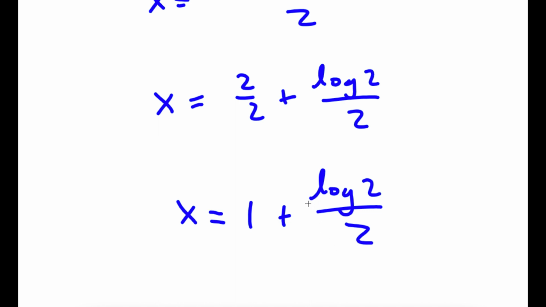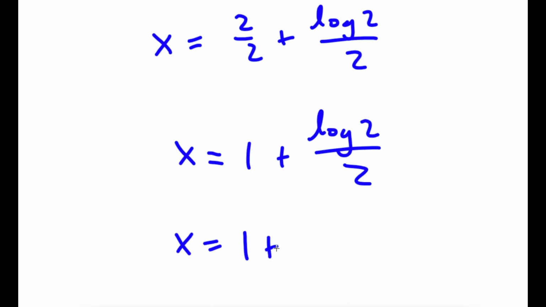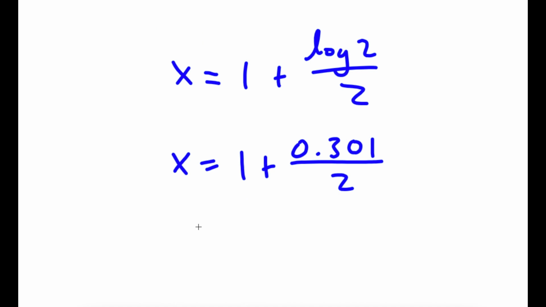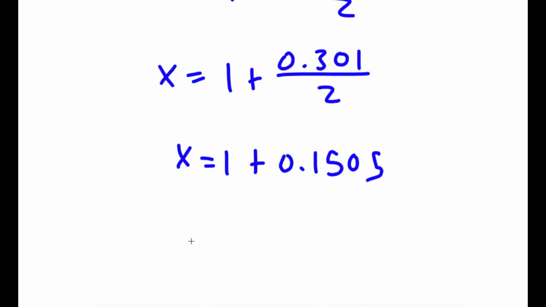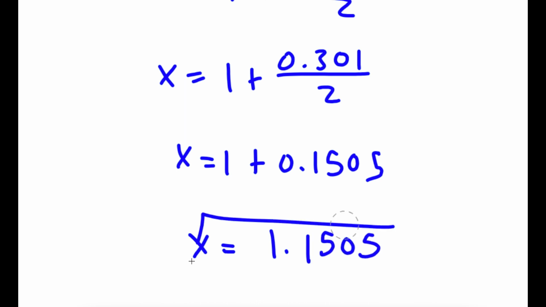Now we need to find the exact value of log 2, to which we can use a calculator. So if you use a calculator, you get that log 2 is 0.301, and I have that divided by 2. So now this is the same thing as 1 plus 0.1505. So now 1 plus 0.1505 is 1.1505. So this is my answer.